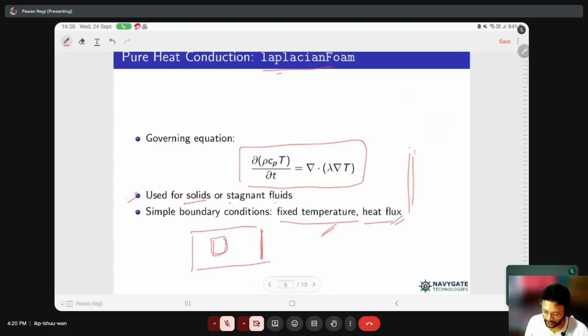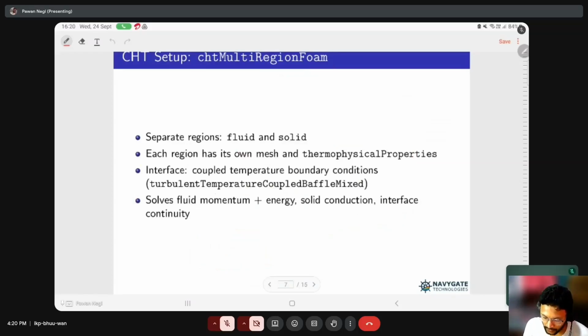Now let's talk a little bit about the setup for multi-region foam. You have to create two regions if you have something like this. We'll keep on taking this example only, where we'll have a square cylinder and a domain like this.